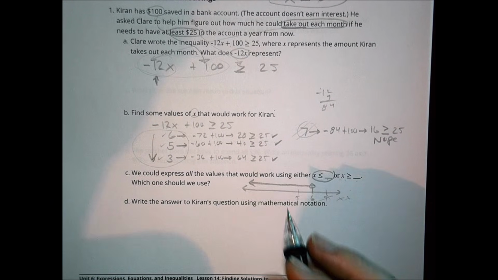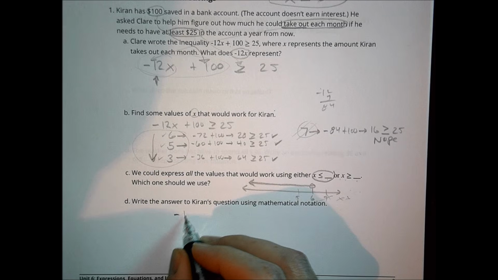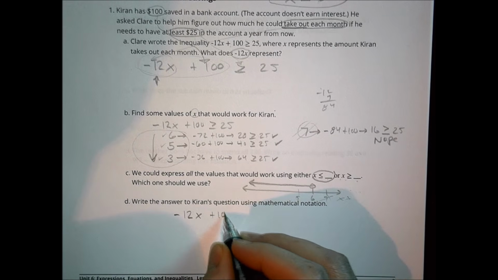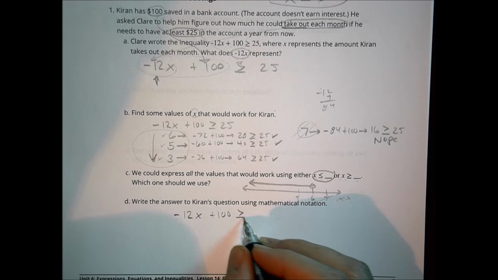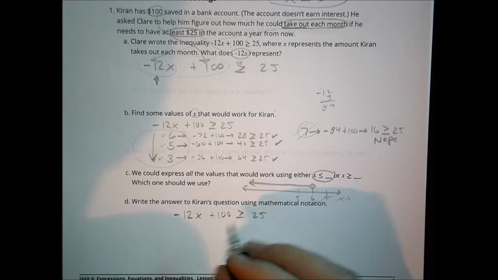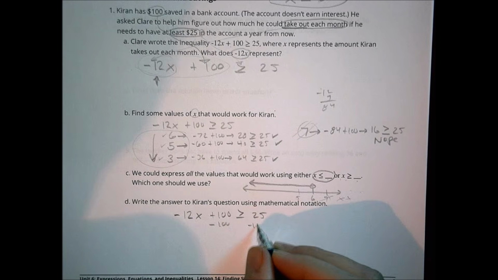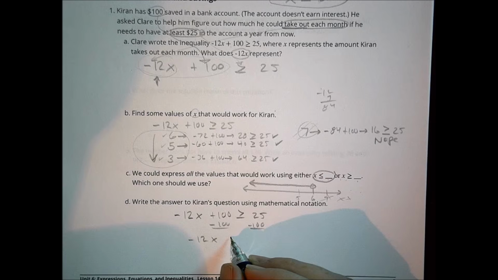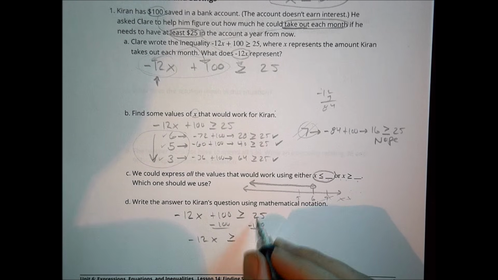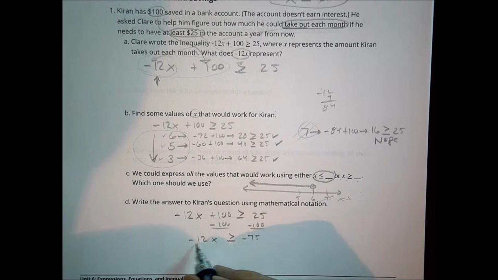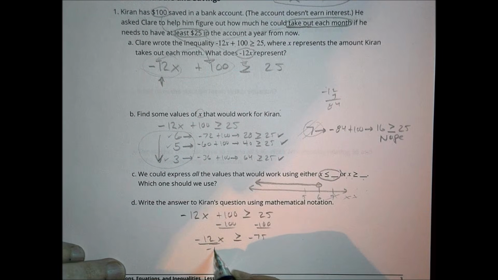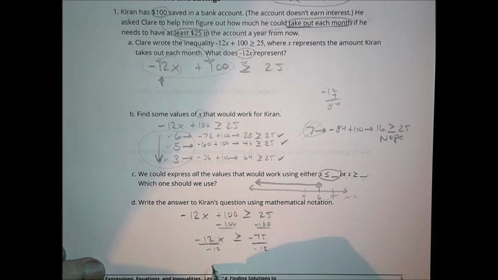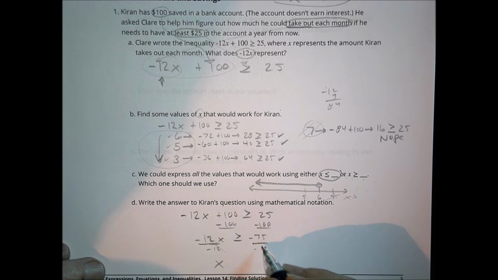So here's what it looks like. If I take the inequality negative 12x plus 100 and I say it's greater than or equal to 25, and then we solve this out. Normally we would subtract 100 from both sides. We have negative 12x, and then we have greater than or equal to, in this case here, negative 75. Now, when I divide both sides by negative 12, that goes away, x is on this side, and 75 divided by 12 is 6.25, okay?